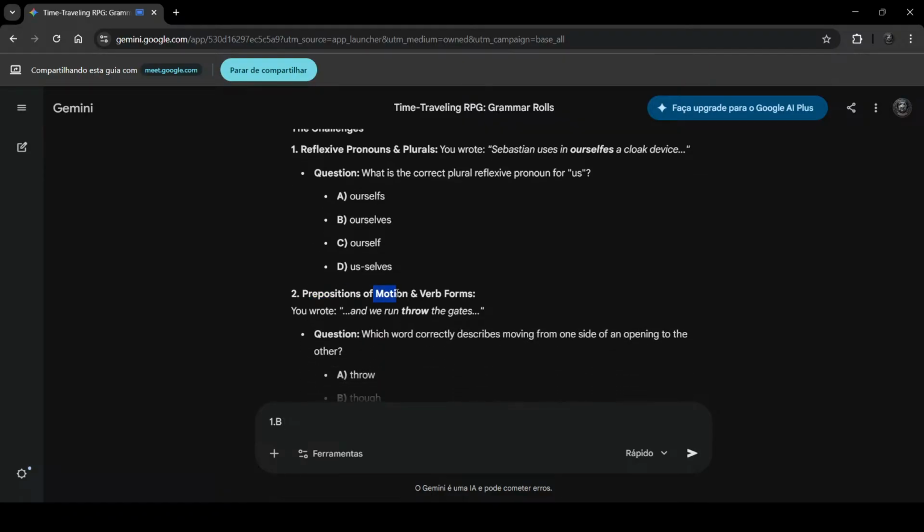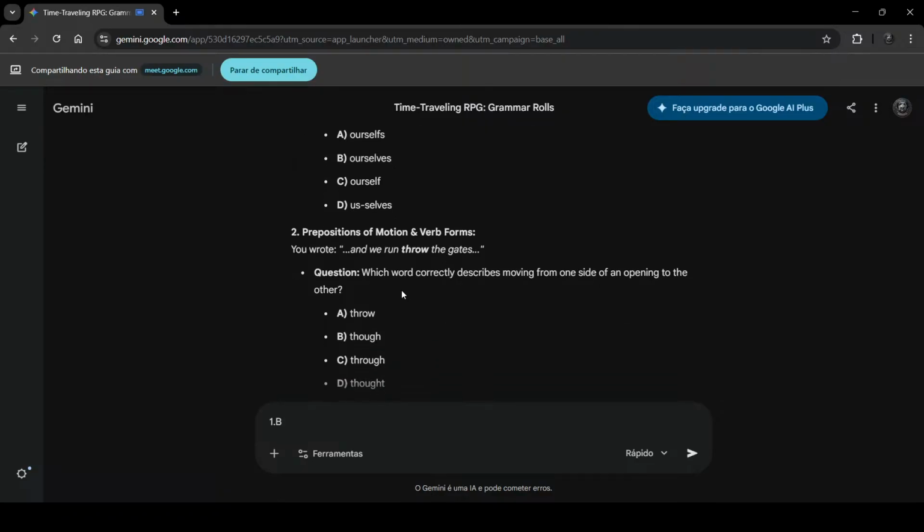Two, prepositions of motion and verb forms. You wrote, and we run throw the gates. Question: which word correctly describes moving from one side of an opening to the other? A, the way you did it, because sometimes it could be B, C, or D. You can read it for me. No, if I read it, I'll give you the answer. Next time.